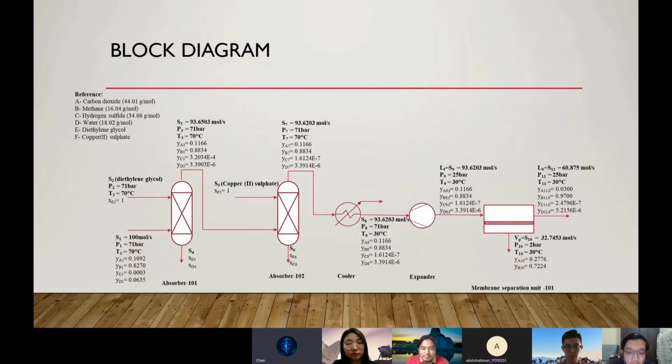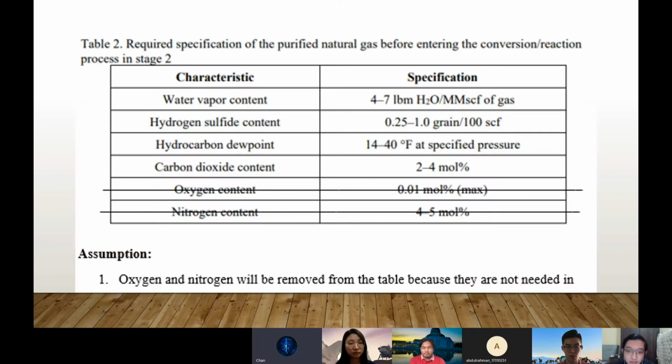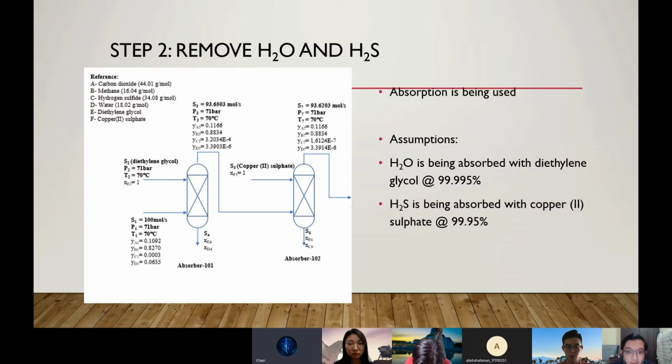So now we proceed with the design of the block diagram. First, we will be converting the table 1 content to mole percentage. For table 2, we will calculate the range of molar concentration of water and hydrogen sulfide in the outlet. So here's the calculation for the range of molar concentration of water and hydrogen sulfide in the outlet. For water and hydrogen sulfide, we are removing them via absorption process.